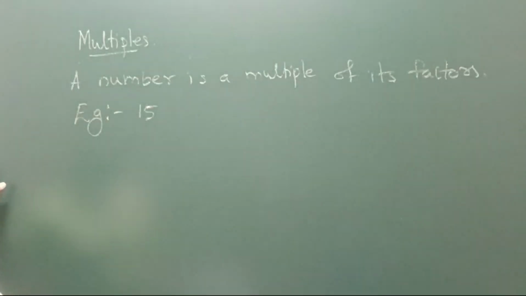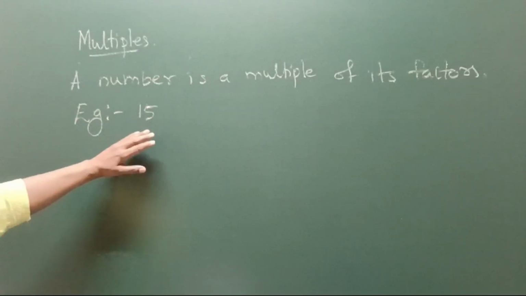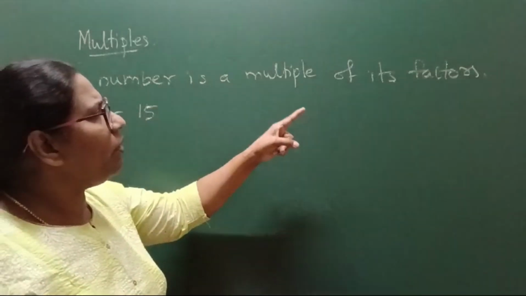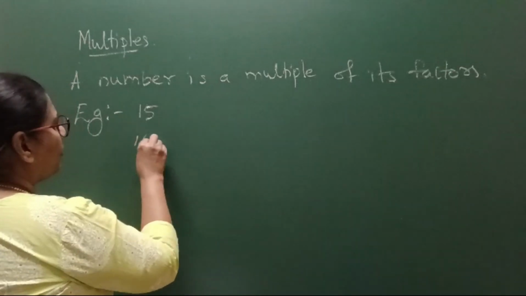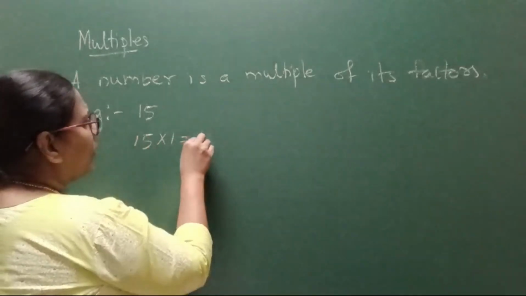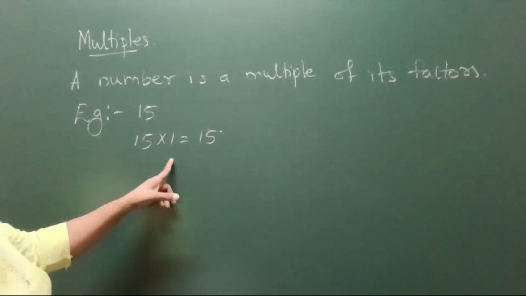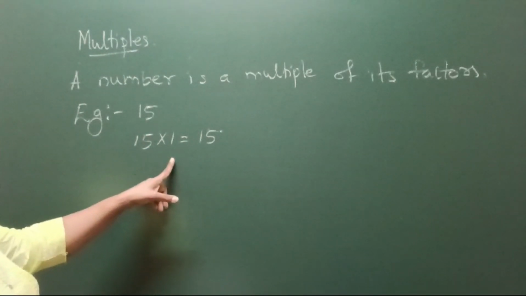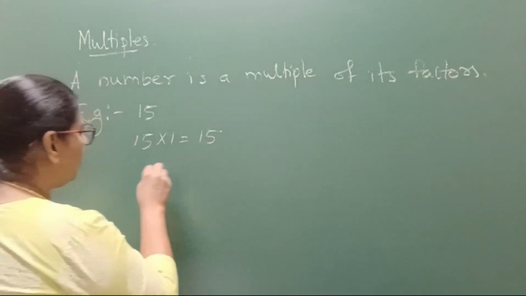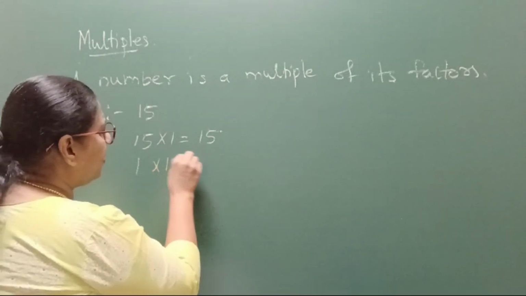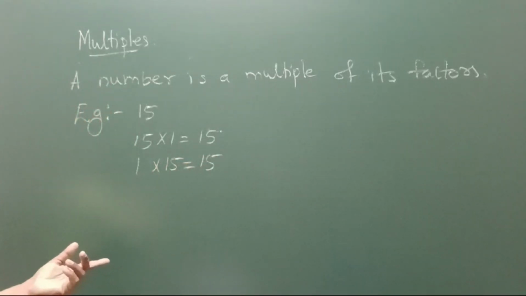15 is a number. This number is a multiple of its factors. Here we'll see: 15 into 1 is equal to 15, so 1 is a factor. Now 1 into 15 is equal to 15, so 15 is also a factor.